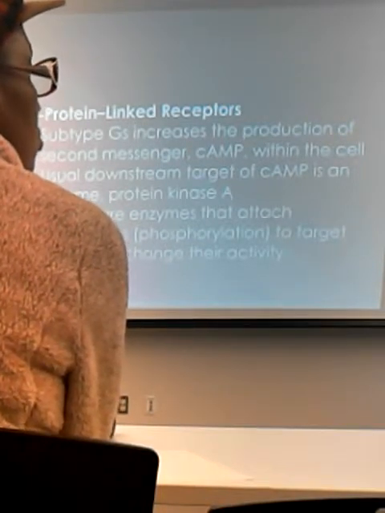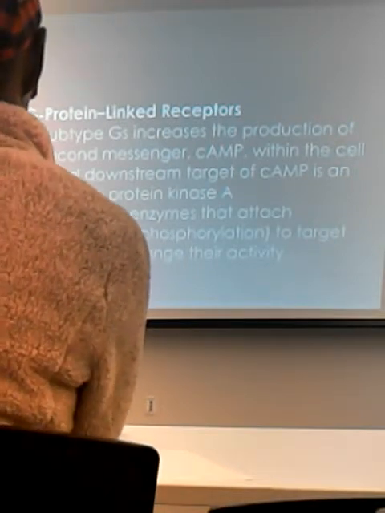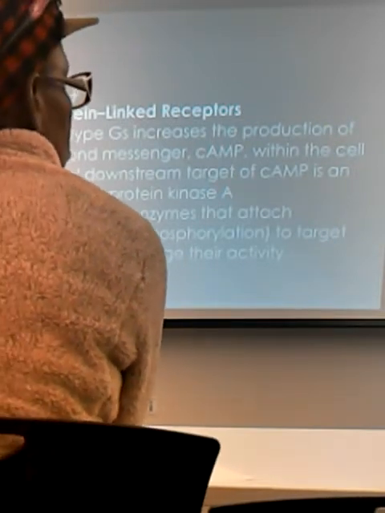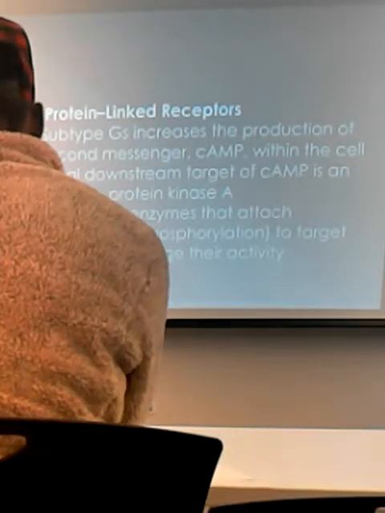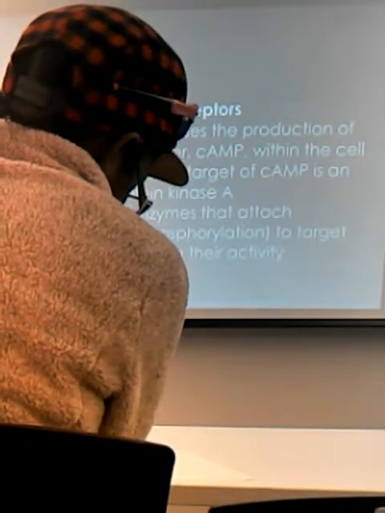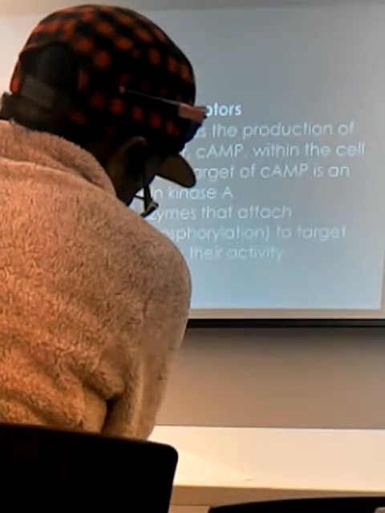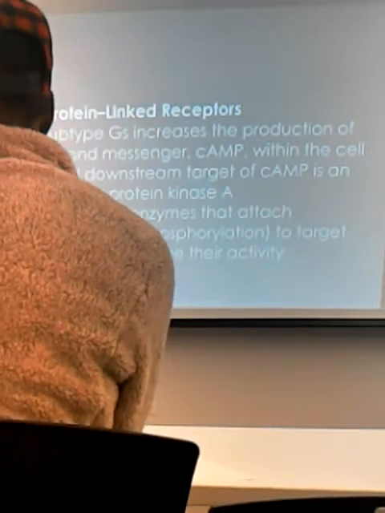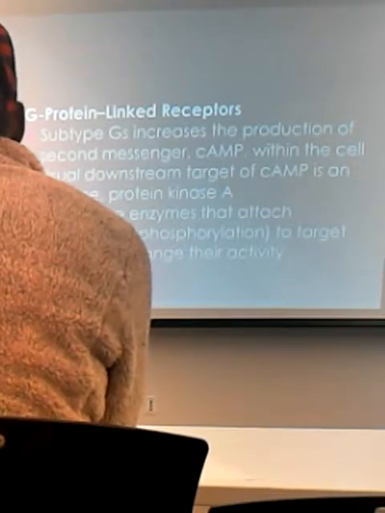So Gs-linked water-soluble protein receptors: water-soluble hormones bond to a Gs-linked protein receptor. What's the secondary messenger? Cyclic AMP. What does that activate? Protein kinase A. What does protein kinase A do? It causes downstream phosphorylation, activating a set of molecules. You don't need to know what the molecules are. Does it make sense? Okay.